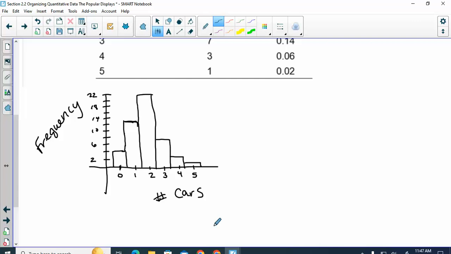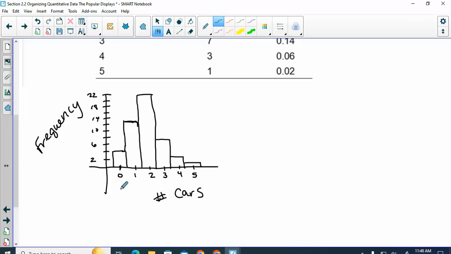If I asked for a relative frequency histogram, what would be different? Yeah. It would look exactly the same, but my y-axis label would be relative frequencies instead. Okay, so histogram is just like a bar graph, except all the bars are touching and they go around the number on the x-axis.